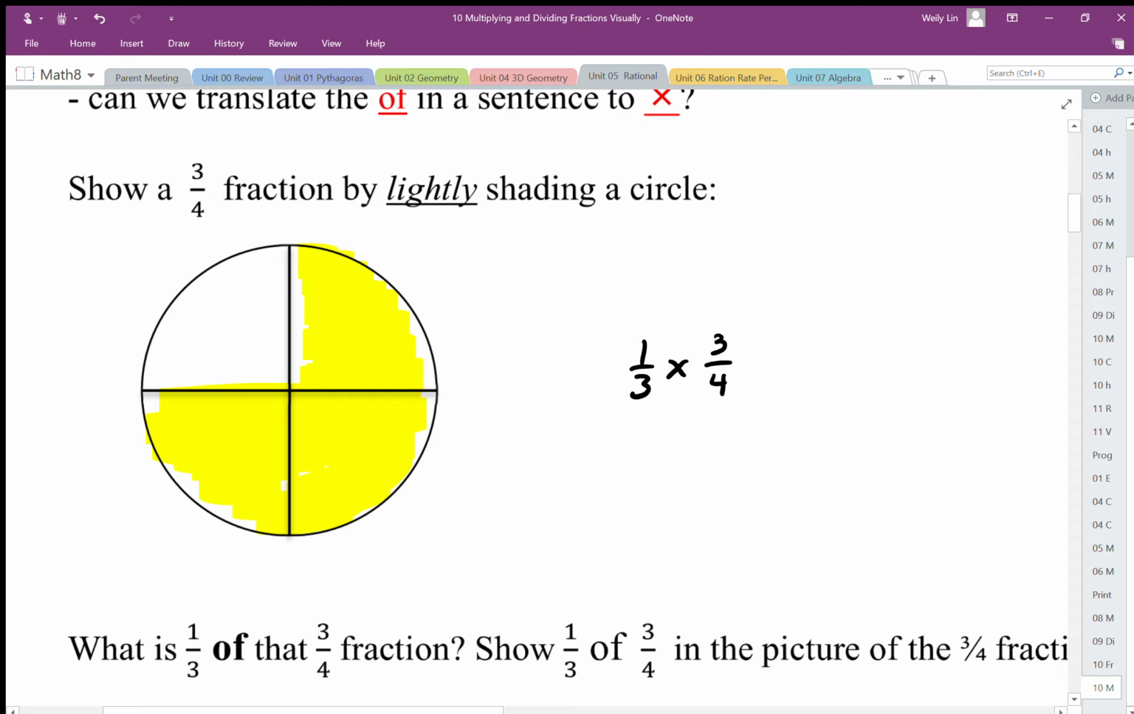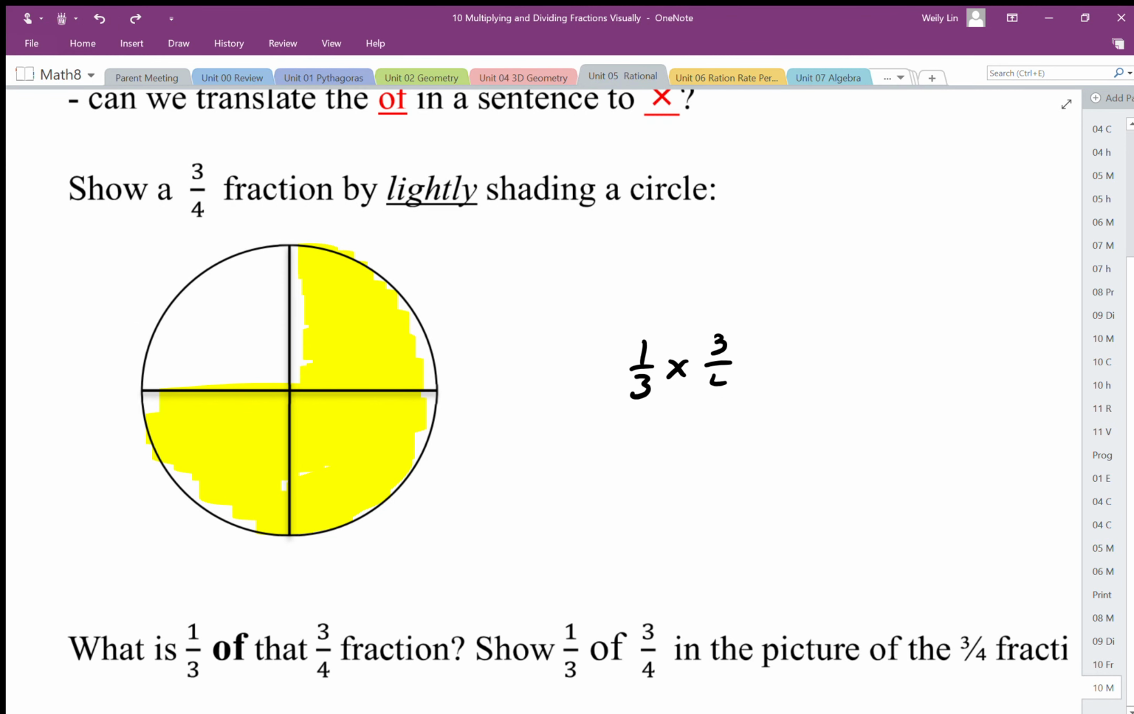So there's two ways we can look at this. We can look at this as 1/3 of 3 pieces would be one of these pieces. So that would mean that we're left with 1/4. Okay, so that's one way we can look at it. Another way we can look at this is, I'm just going to redo this picture here.